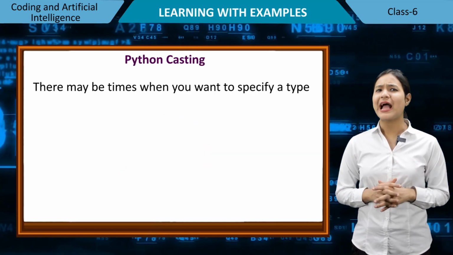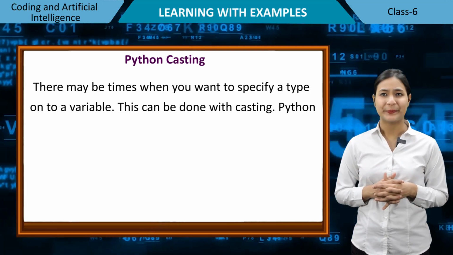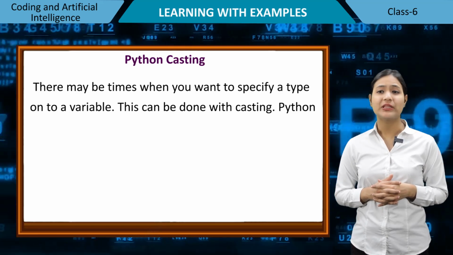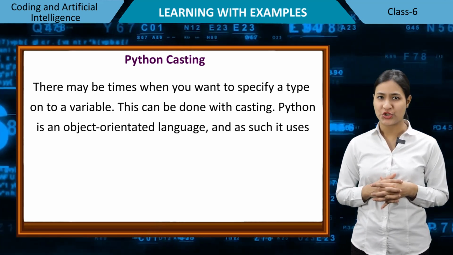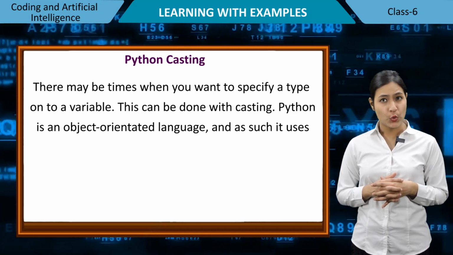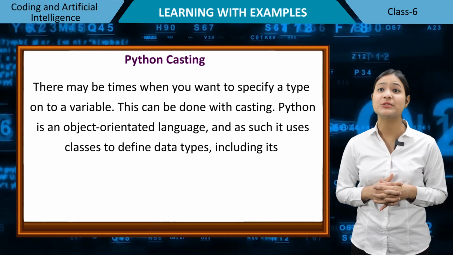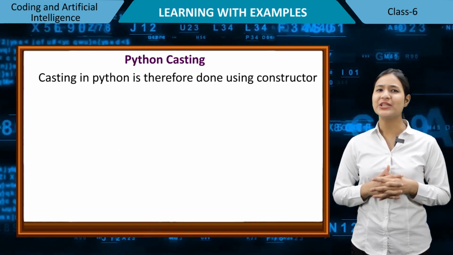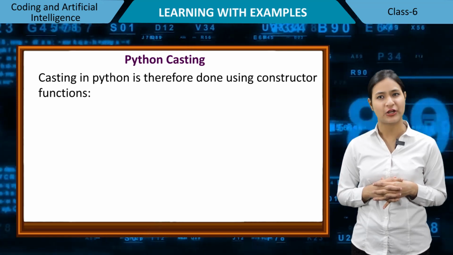Session 2: Python casting. There may be times when you want to specify a type onto a variable. This can be done with casting. Python is an object-oriented language, and as such it uses classes to define data types, including its primitive types. Casting in Python is therefore done using constructor functions.